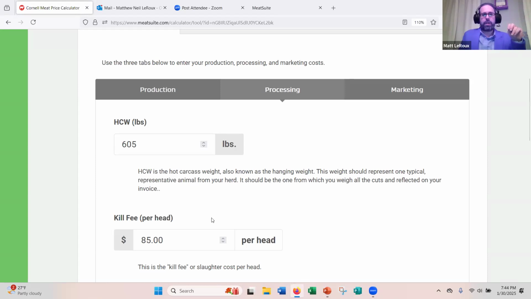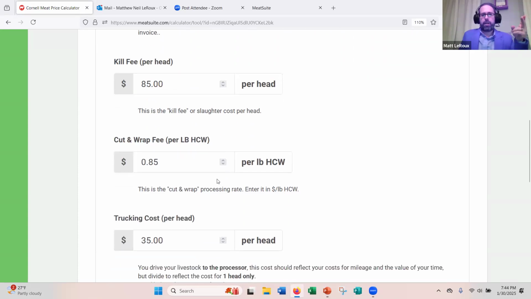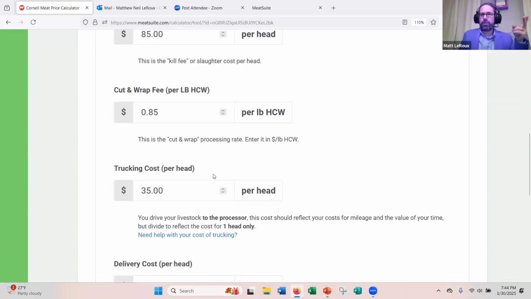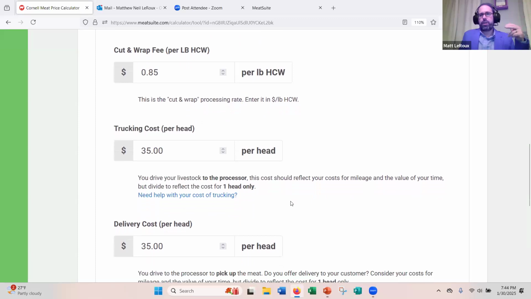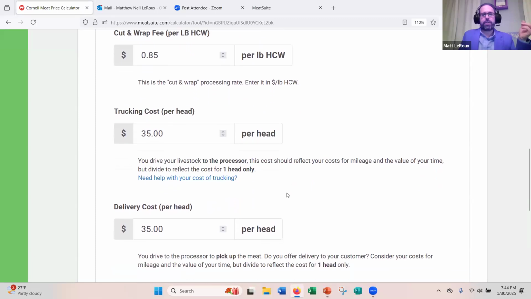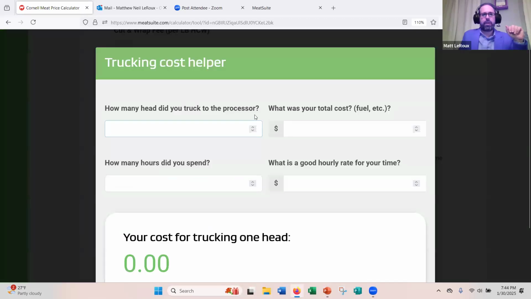But it's going to ask you for a carcass weight, and it's going to ask you what did you pay in a slaughter fee or kill fee at the processor? What did you pay in cut and wrap? And then we're also going to get at that trucking cost because it's pretty easy to get a hold of. You can say how much it took you to truck that batch of animals to the processor and how much it took you to drive back and pick up the meat. That's what we're calling delivery cost. There's even a little helper to help you figure that out. But that one's fairly easy.